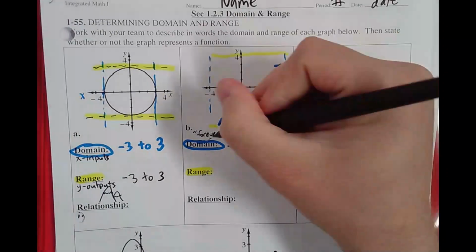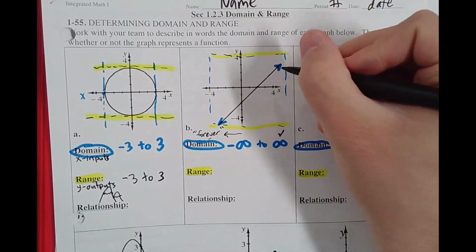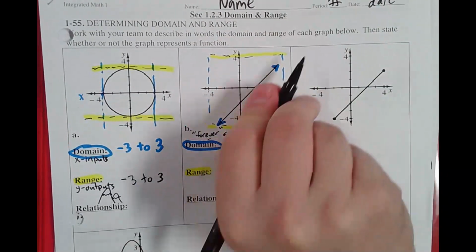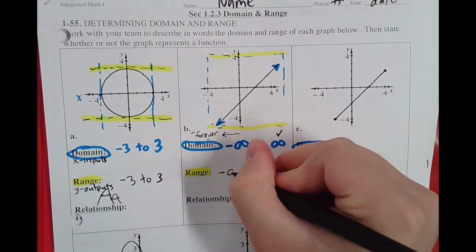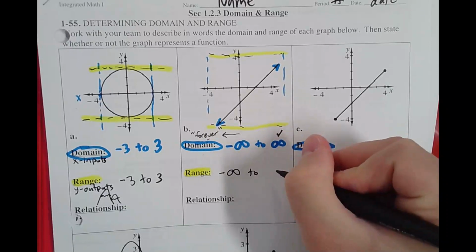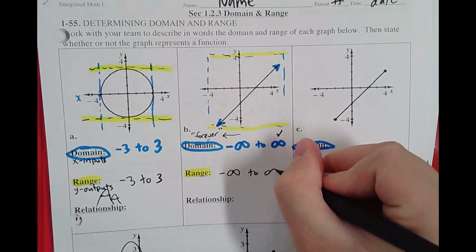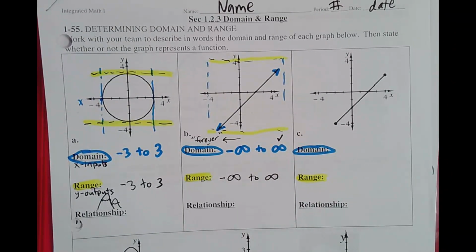Now range. How low to how high does this graph go? The arrows show that it's going to go on forever in this direction and forever in that direction. So we're also going to write -infinity to, how high does this go? Yes, the range is also infinity.